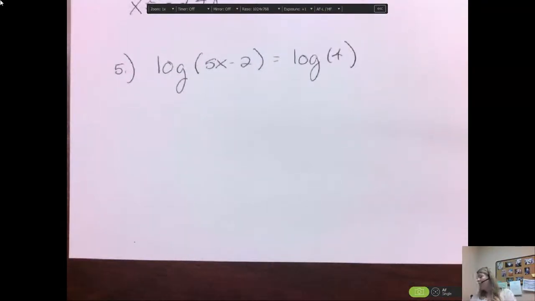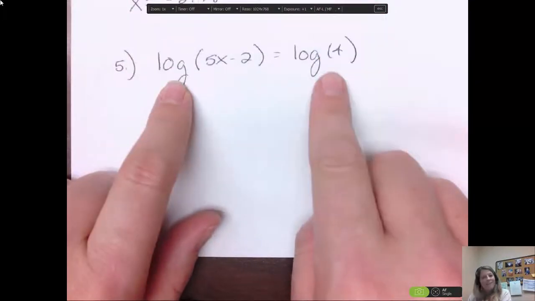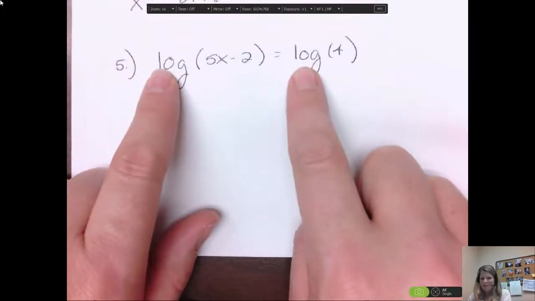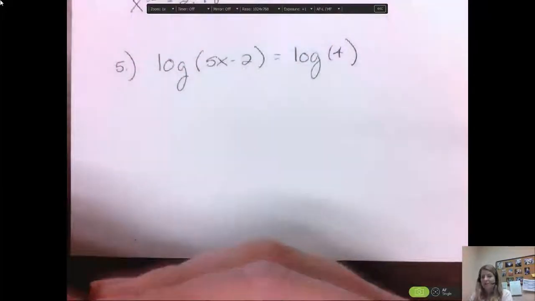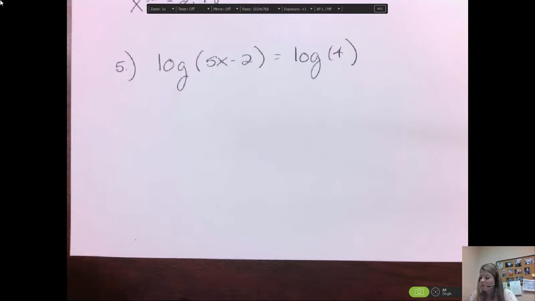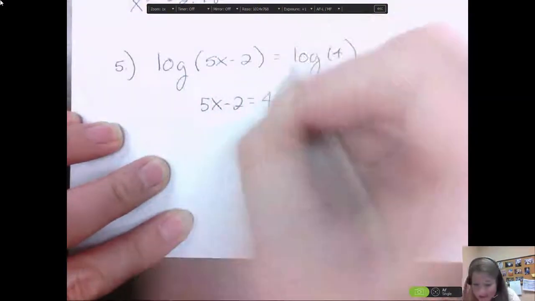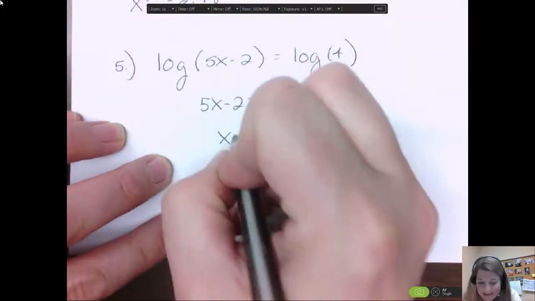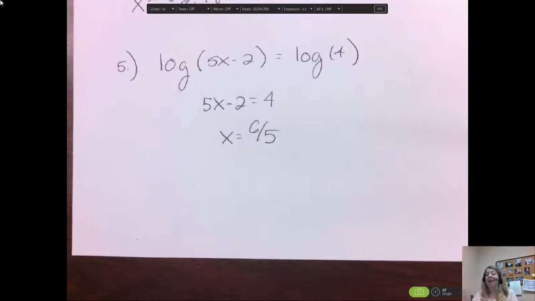If you have more than 1 log, the goal is to get 1 log on each side, and then basically, this is the same thing. You lose the log. Just like I entered the log on the other problems, I can take them out as well. So I'm going to take them out, and that would leave me 5x minus 2 equals 4. You solve that equation, and you get x equals 6/5. Pretty easy equation. I add the 2 over, divide by 5. So that's one type. What if it was written like this one?